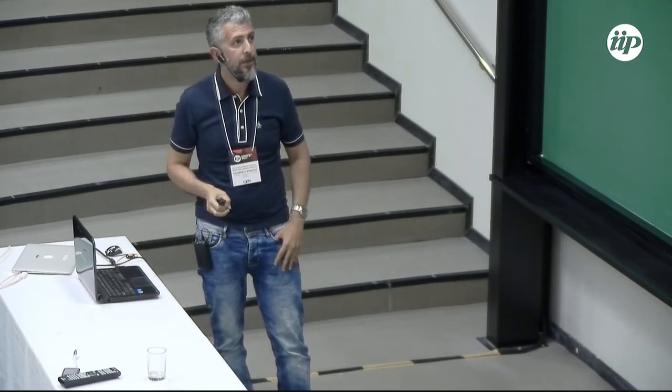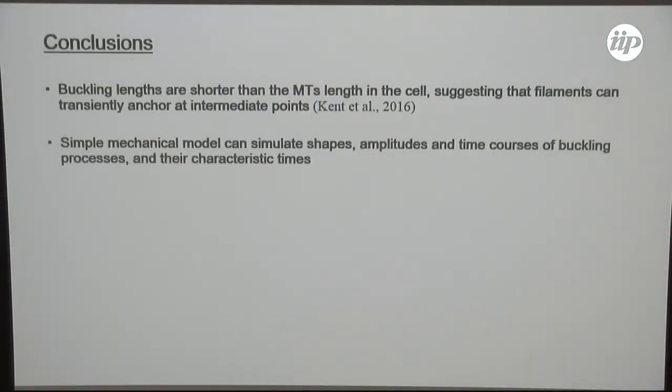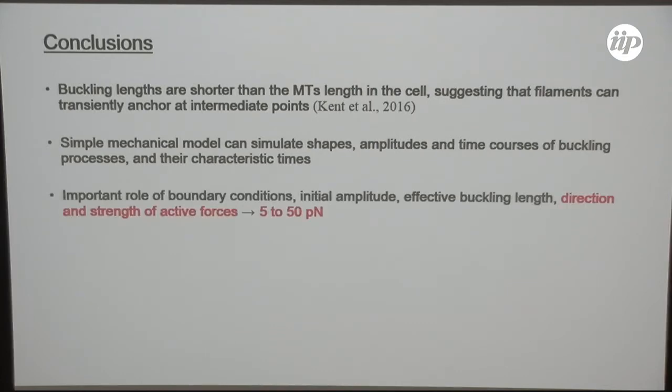We performed a very simple mechanical model that can simulate the shapes, the amplitudes, and the time courses of the processes, and we can also estimate, at least in order of magnitude, their characteristic times. Of course, in this model, if we have clamped boundary conditions or just free boundary conditions, sometimes the forces can be 4 times bigger. So the role of the boundary conditions is important. It's also important what the initial amplitude of the buckling and this effective length are. But from the simulations, we always obtain forces in the range of 5 to 50 piconewtons, which is more or less what was estimated before for forces of molecular motors.